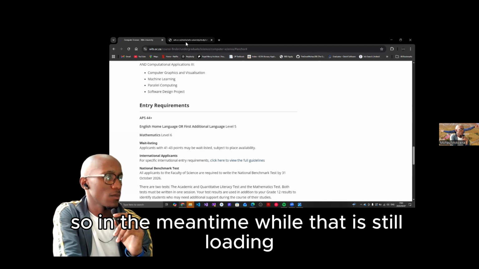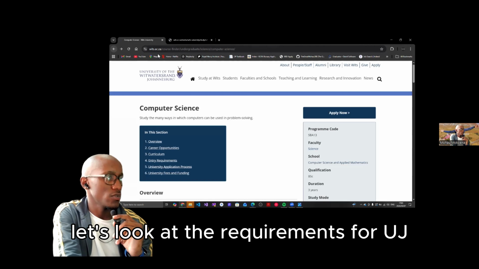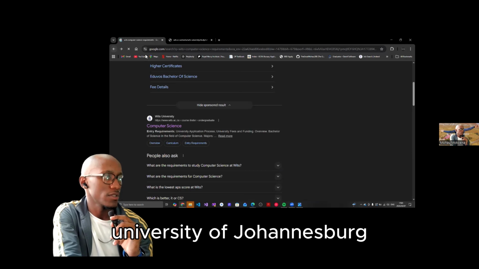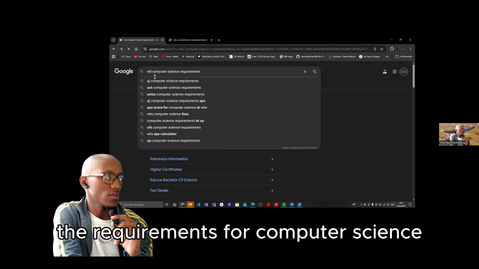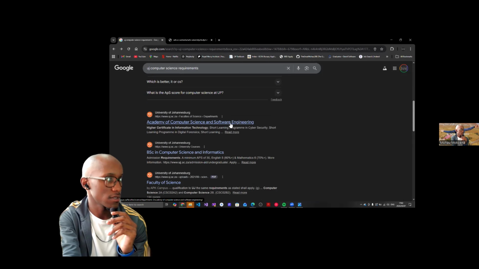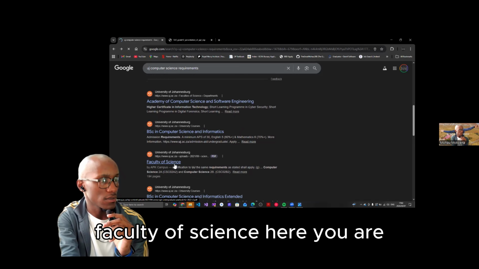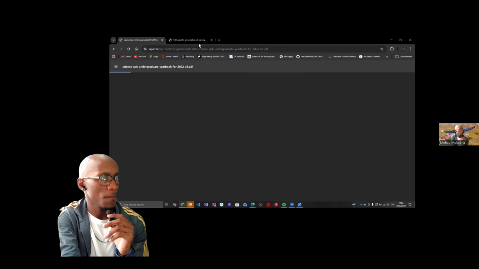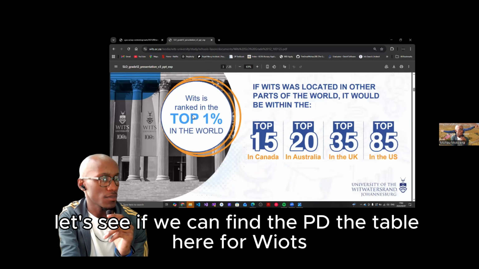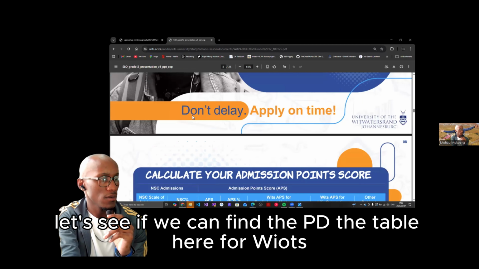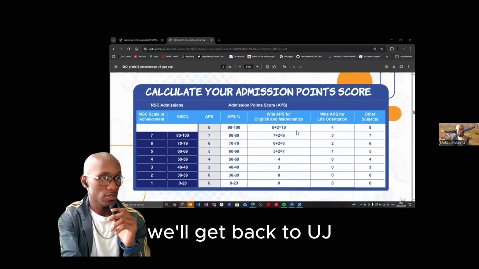Okay, so in the meantime, while that is still loading, let's look at the requirements for UJ, University of Johannesburg. The requirements for computer science. Faculty of Science. Here you are. Let's see if we can find the table here for WITS. Yes, this is the table I'm talking about. We'll get back to you, UJ.